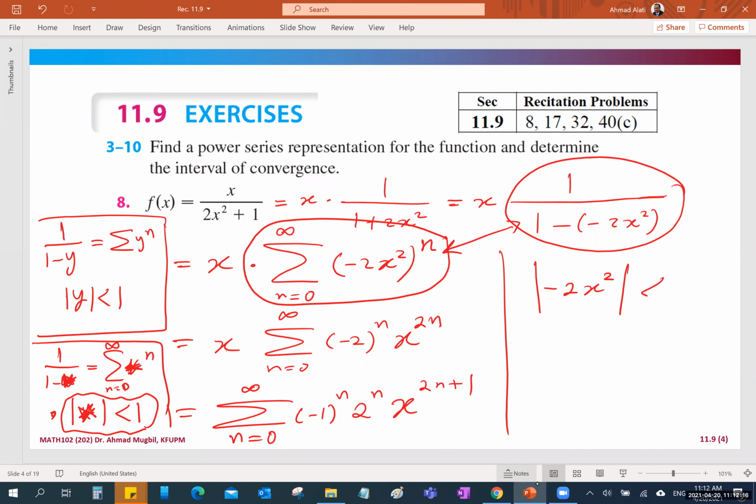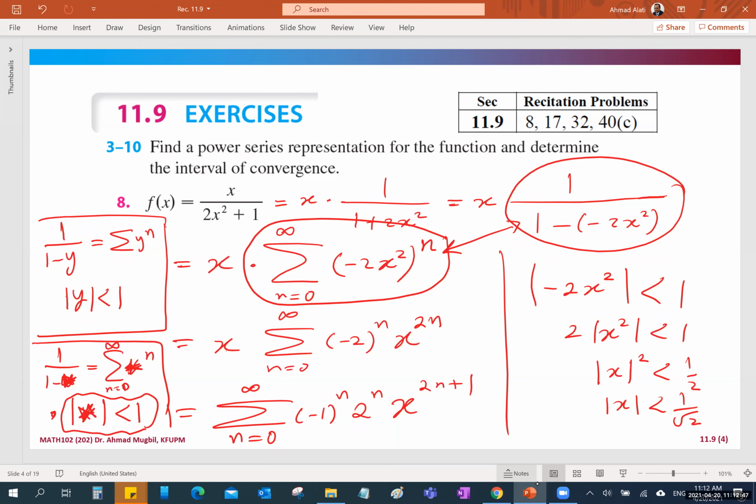Less than 1. Now I won't ask you how to solve this. This is an absolute value inequality. This is the absolute value of 2. The absolute value of negative 2 is 2. The absolute value of x squared is less than 1. This is the absolute value of x, all squared, because the absolute value of a square is the square of the absolute value, less than 1 over 2. Now this means that the absolute value of x is less than 1 over the square root of 2. What he asked about was the interval of convergence.